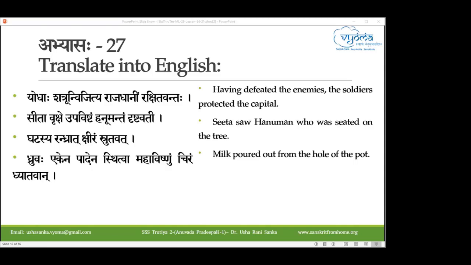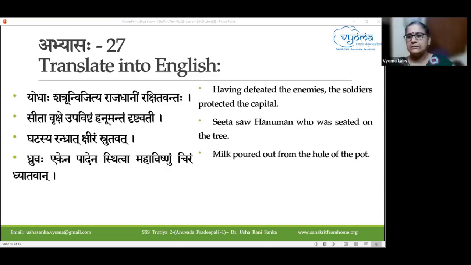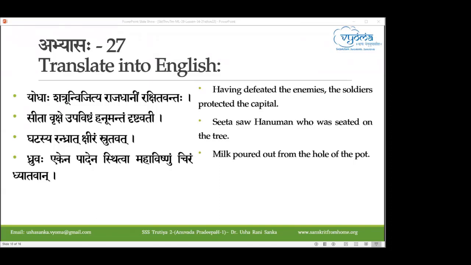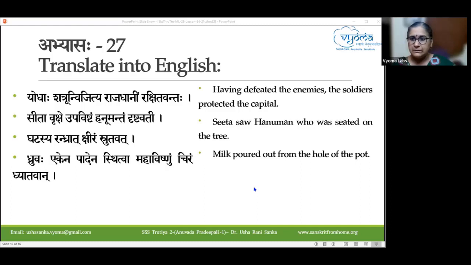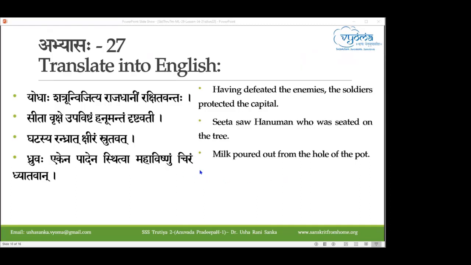Standing on one foot, Dhruva prayed or meditated. Dhruva meditated for Mahavishnu for a long time. Not for Mahavishnu.